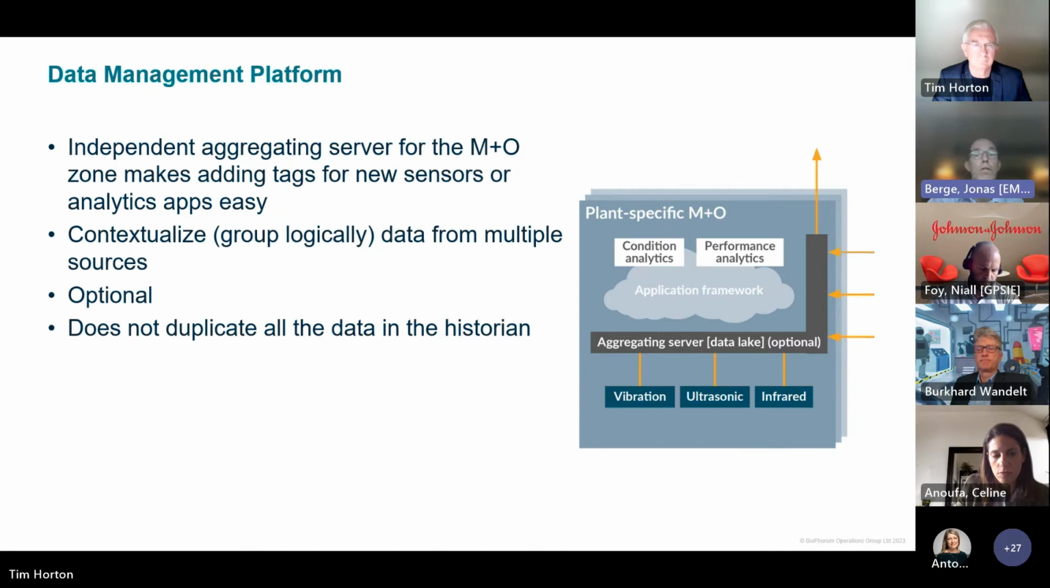The aggregating server also contextualizes data, meaning logically grouping data that belongs together, coming from multiple systems, but grouping them together for the same piece of equipment. Such an aggregating server, like a data lake, is optional. It may not be required for a small initial installation, but can be added later as the system grows to more data sources. But it does not duplicate all the data in the historian.